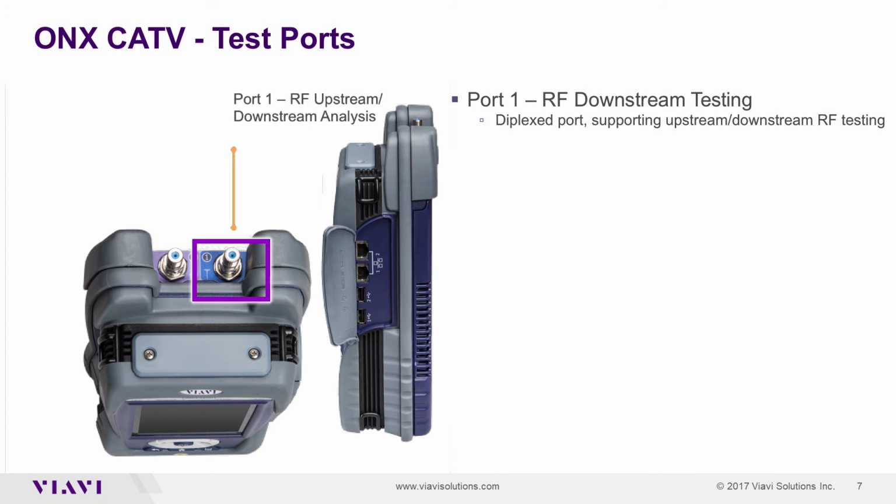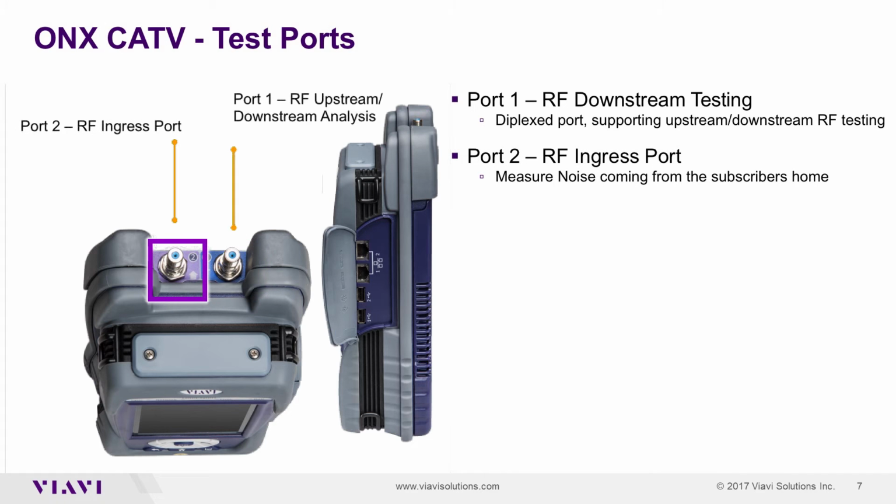On the right-hand side, port 1, which is in blue, this port is used primarily for downstream DOCSIS testing. Test capability on that port includes channel check, DOCSIS test, spectrum test, quick check, and one check. One check actually uses both ports on the meter at the same time.